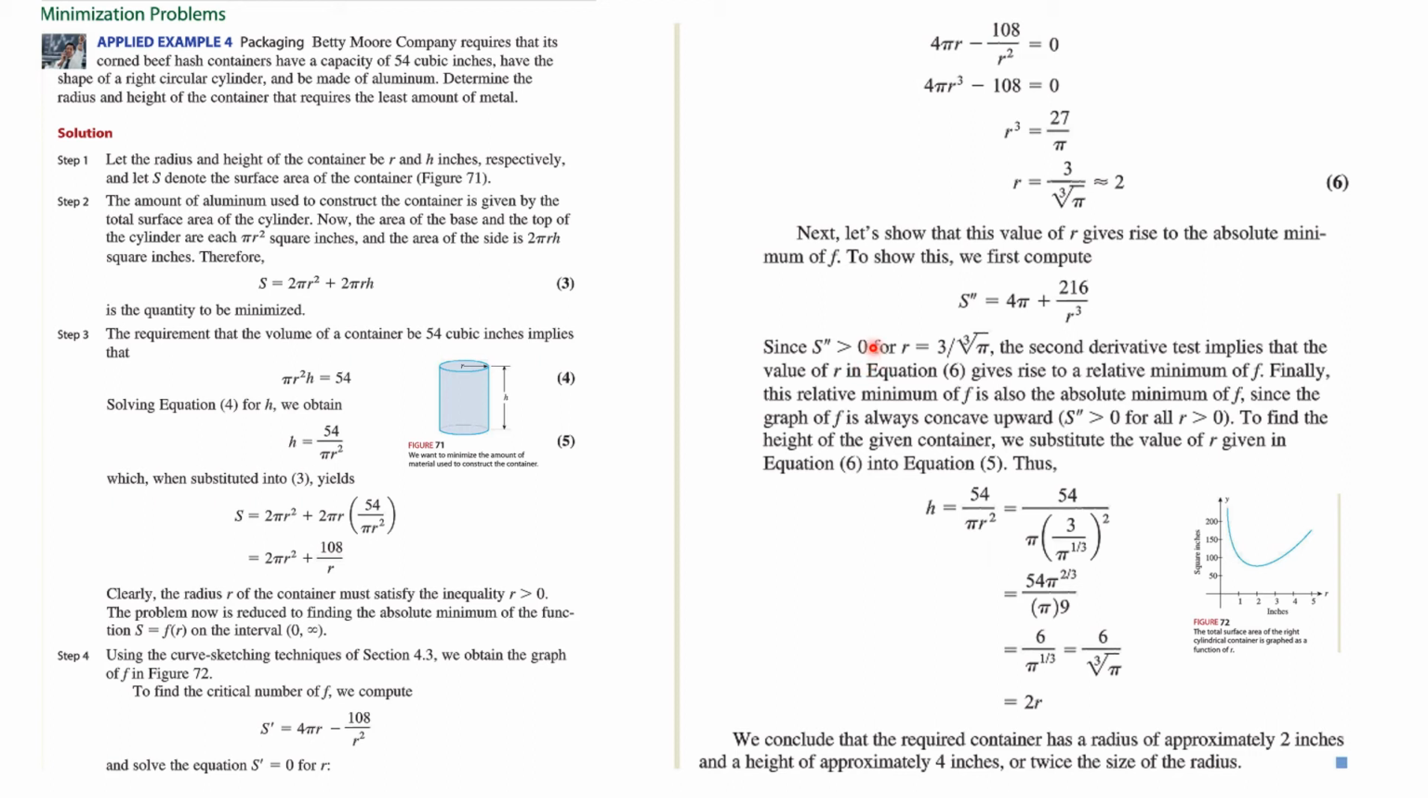So now, what we can do is take our expression for h, which we solved for over here. We find out that h is 6 over the cube root of pi. And you see that this number is exactly twice that number. So we conclude that the required container has a radius of approximately 2 inches and a height of approximately 4 inches, or twice the size of the radius. A very practical problem.